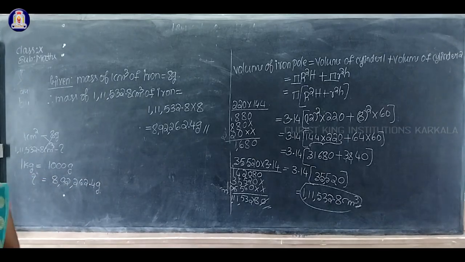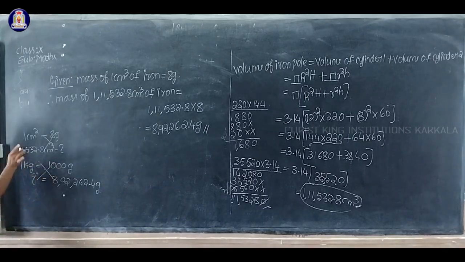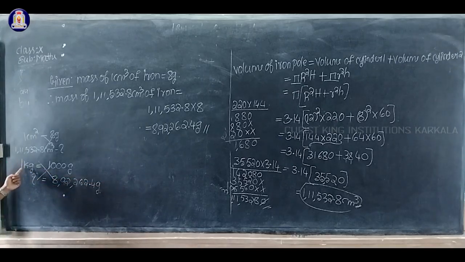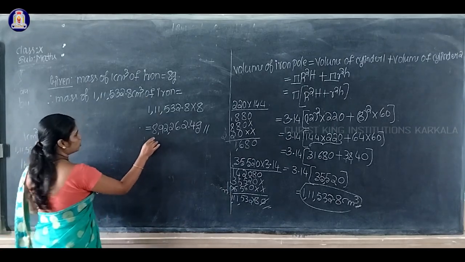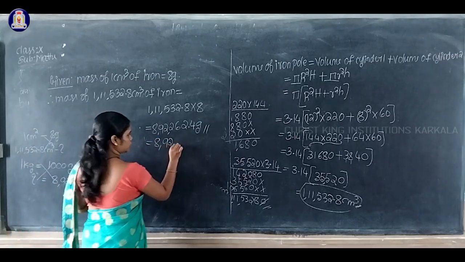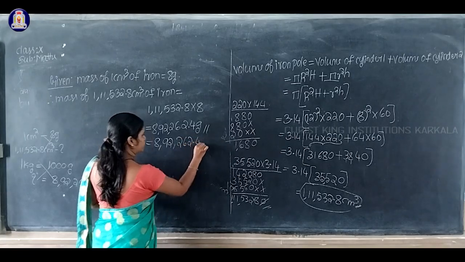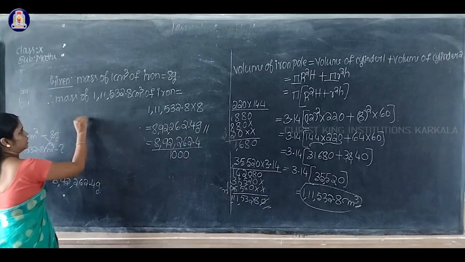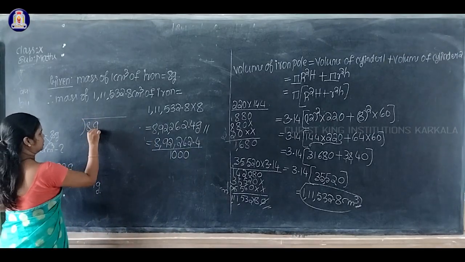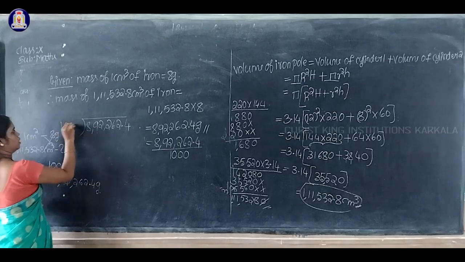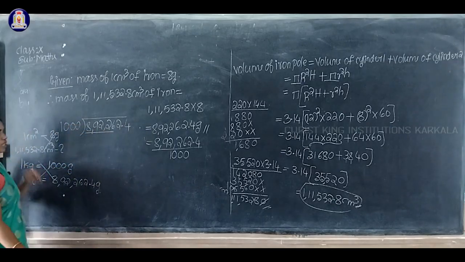Okay, yes. So now what to do? Okay, I have to take the cross multiplication. Okay, so 8,92,262 into 4 into 1 is nothing but same value by 1000. Okay, so therefore what I will do? Okay, so I will divide 8,92,262.4 by 1000. Okay, by 1000. Okay, yes, you can divide here 8,92,262.4 by 1000. Okay, yes, consider 4 digits.